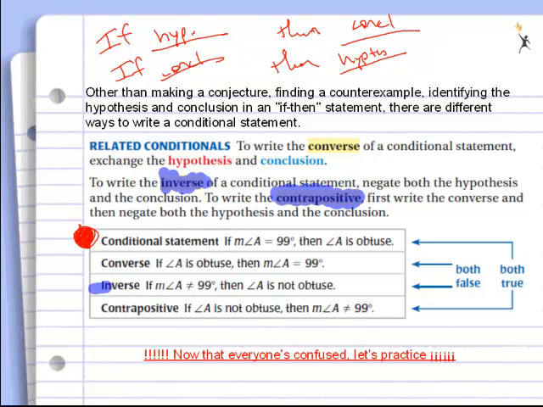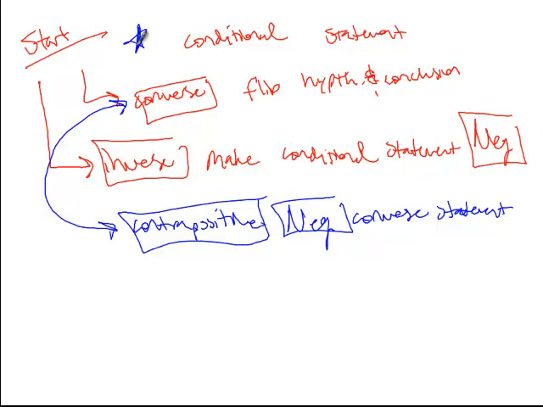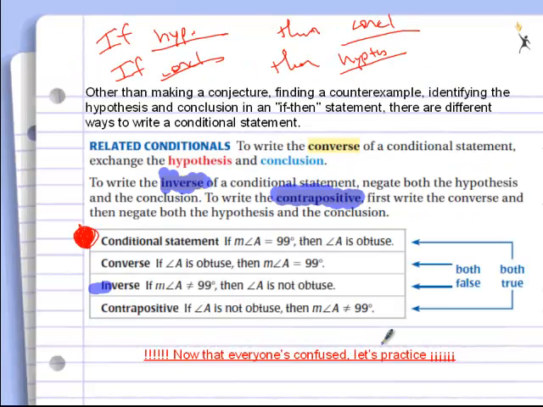Look at those steps. You start off with a conditional statement. You use the conditional statement to write the converse, and the conditional statement to write the inverse. Then you get to the contrapositive, but the contrapositive uses the converse statement to be written. And again, I know that this is a lot very, very quickly. In fact, now that everyone's confused, let's practice.